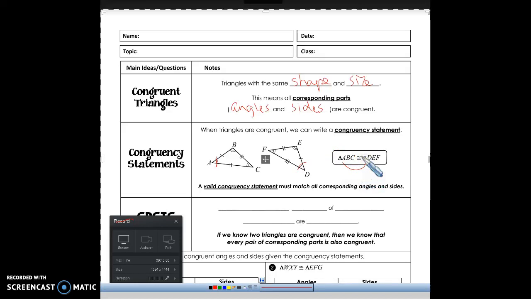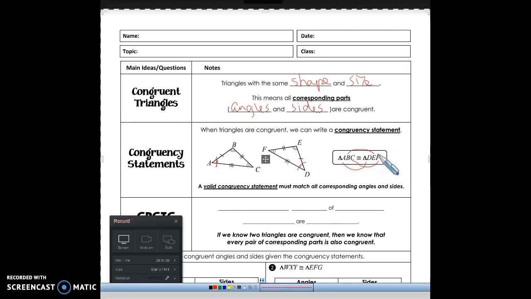Then you look for the angle that has two marks. B has two marks, and so does E. Well, B and E match up. They're in the same spot. They are corresponding angles. And then C has three tick marks, so F has three tick marks. Therefore, C and F are in the same spot in that congruency statement. A valid congruency statement must match all corresponding angles and all corresponding sides.